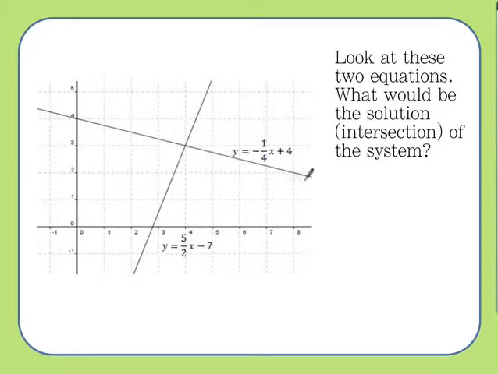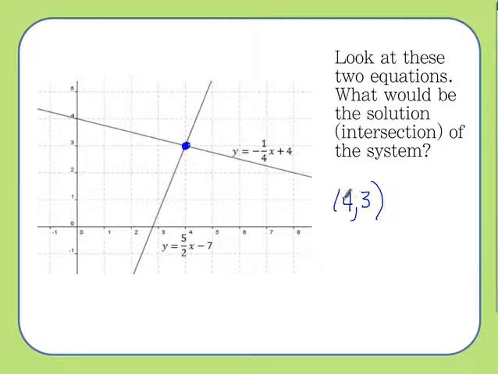So here I have a system of equations that is graphed on this coordinate grid. I have negative 1/4 x plus 4, and I have 5 halves x minus 7. What would the solution be? I'm looking for the point that is on this line and the point that is also on this line. The only point that lies on both lines is right here, where the two lines intersect. So the solution to this system would be this point in blue, which is going to be (4, 3).